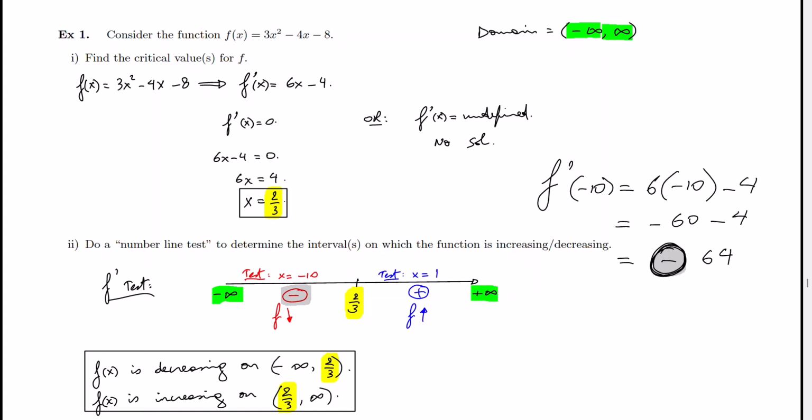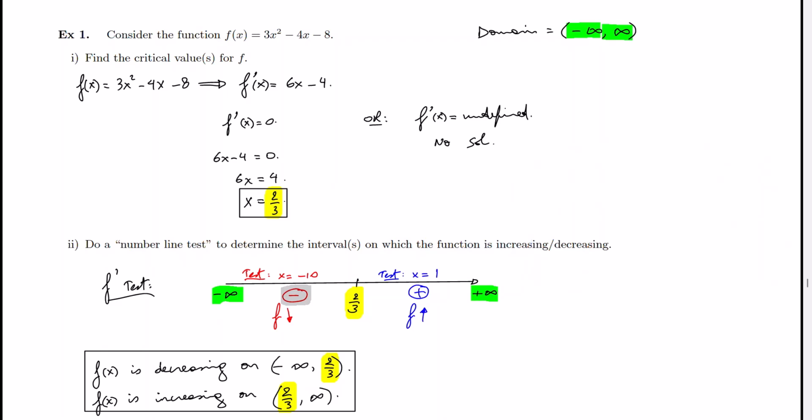Now remember, it shouldn't matter which number I pick, so let's pretend for a second I chose a different value. Let's say you decided that you don't like negative 10 and you prefer instead a 0, for example. 0 is a number before 2/3, so it should, in theory, work. And so let's find out.